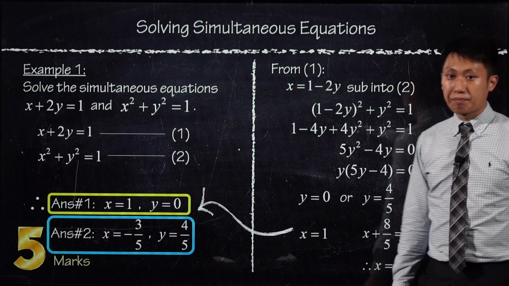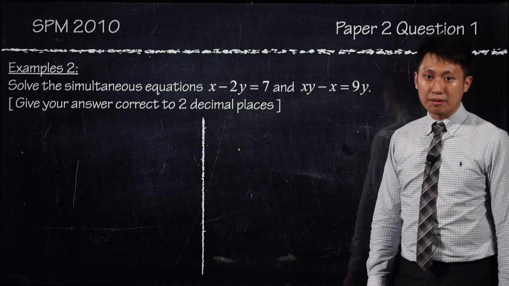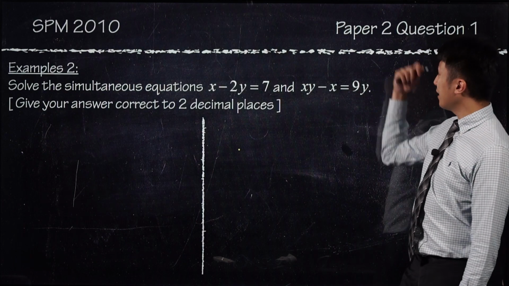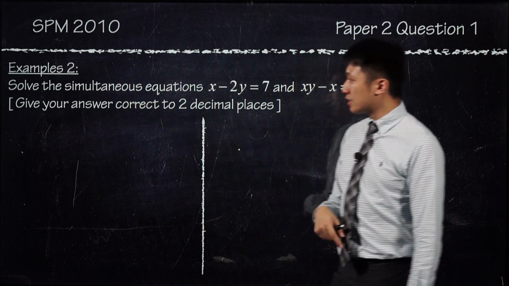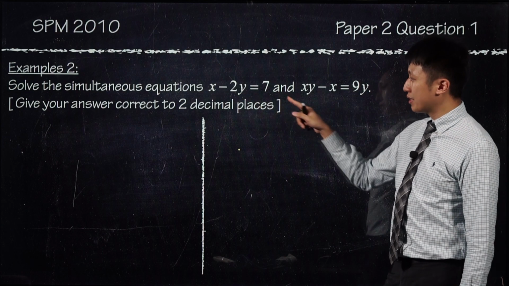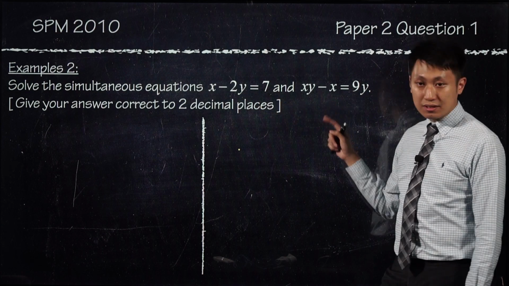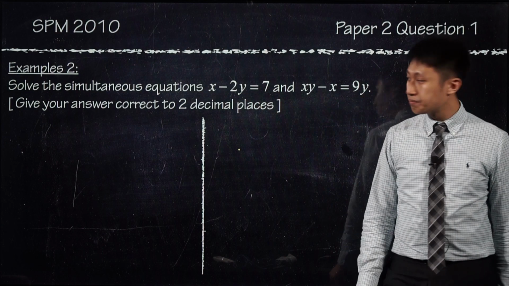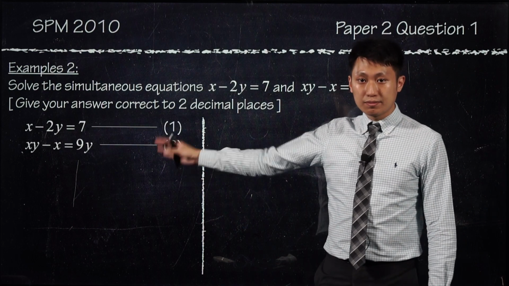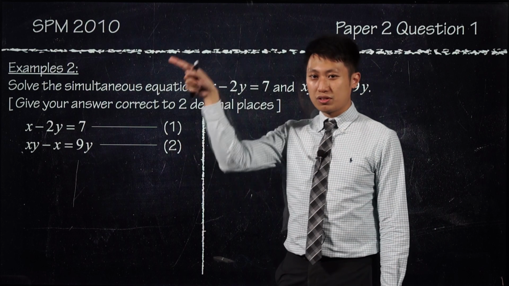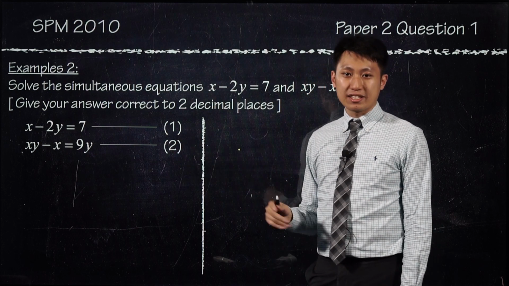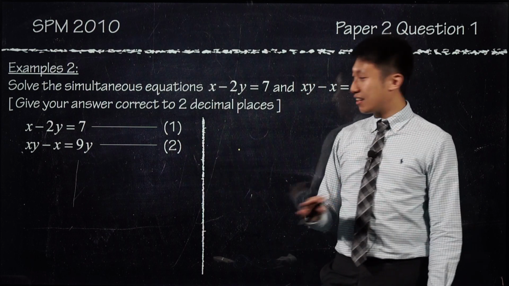Okay, so let's see the other one. Another example here: SPM 2010, paper 2, question 1. Always solve the simultaneous equations. x minus 2y is equal to 7, and also xy minus x is equal to 9y. Write down 1 and 2, I label it so that it's easier to refer. I don't have to draw the arrow here and there. It's a bit messy. Then your examiner doesn't like it, okay?